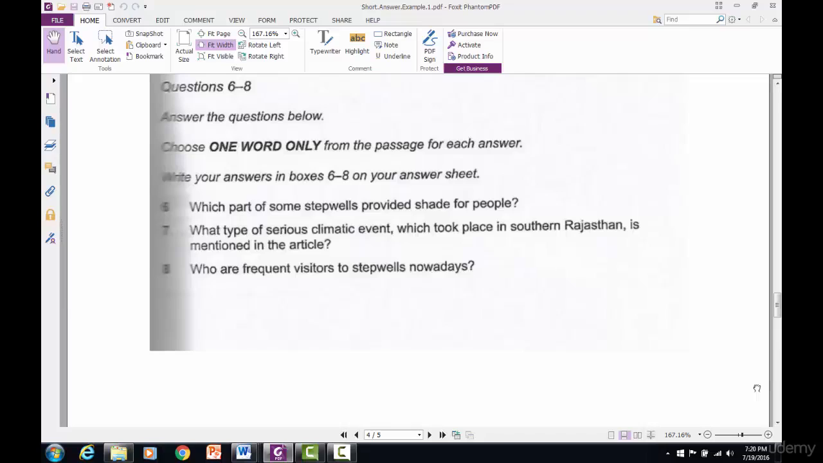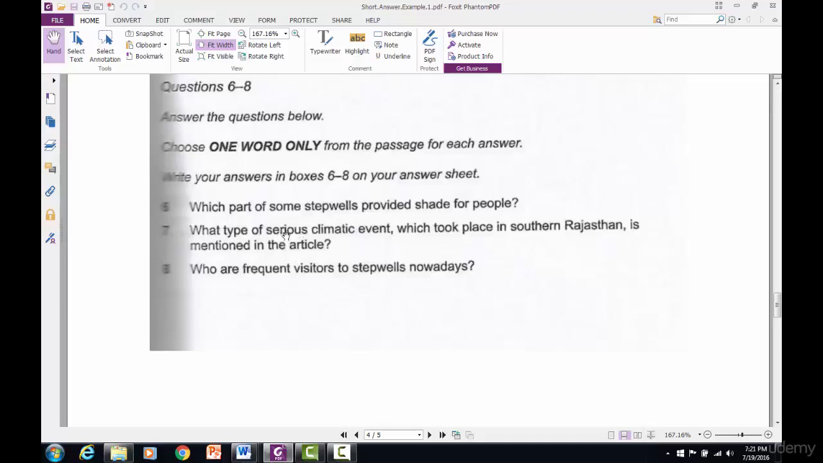In looking at numbers 6, 7, and 8, the one that's going to be the easiest to find first is number 7, because it has the capitalized word Rajasthan, which is a place, because it says Southern Rajasthan. I know that's probably bad pronunciation, but I'm trying. After we find number 7, we can find number 6, where the keywords are providing shade for people. The word step well we're going to see everywhere, so that's not really a keyword. For number 8, we're talking about frequent visitors nowadays. Nowadays means currently.